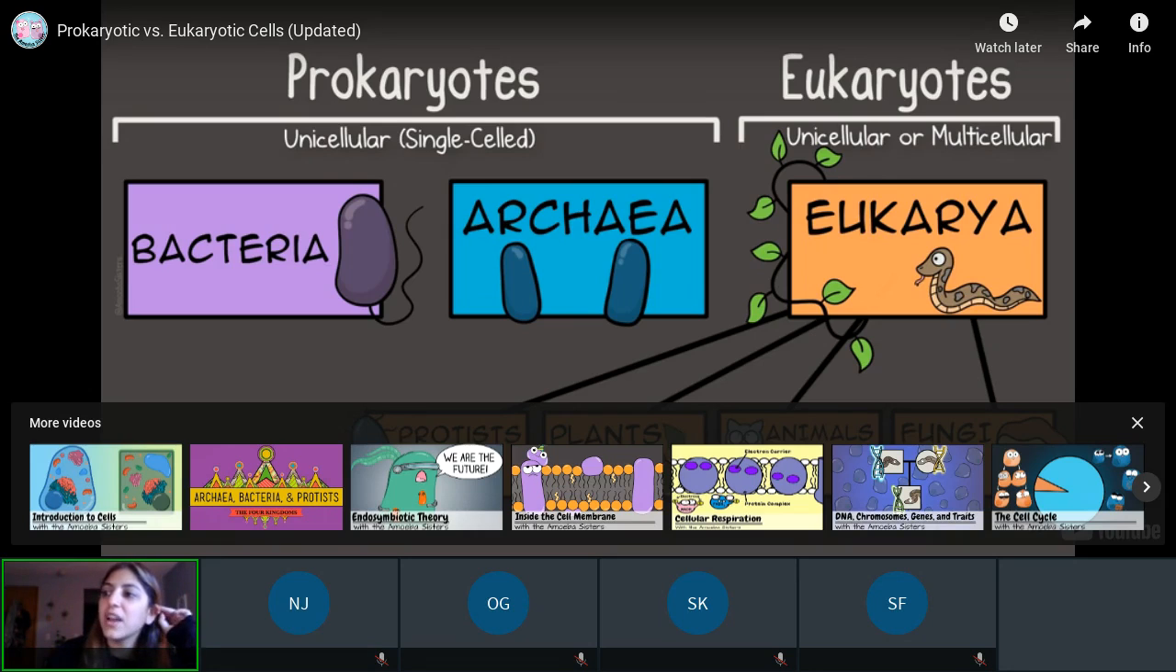Fungus or fungi. Good, it is a eukaryote. What about plants? Yes, it is also a eukaryote, so we're going to write an E. And what about protists? Good, awesome. Great job, guys.